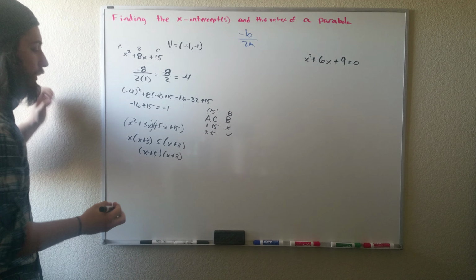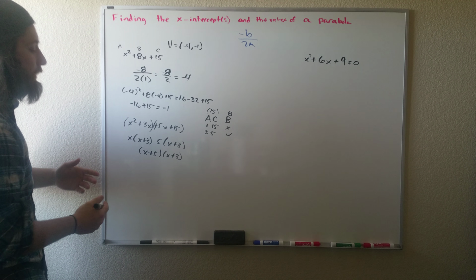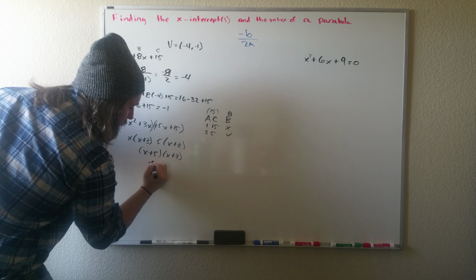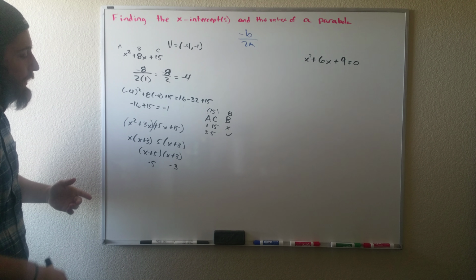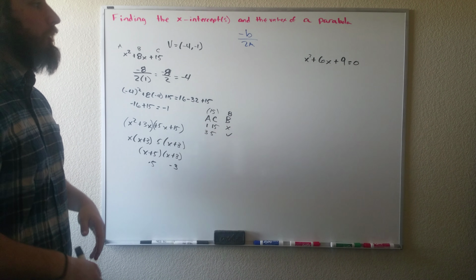And that means our x-intercepts are negative 5 and negative 3. And all I did is set each one of these binomials to 0.